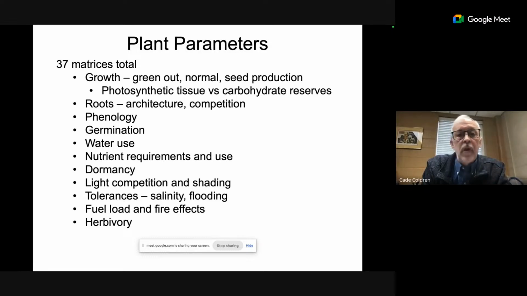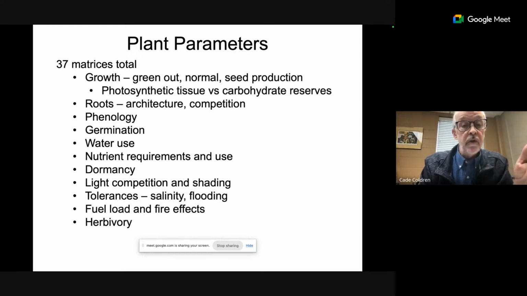Okay, so where I was going to go down briefly a list of the types of plant parameters that we look at. We have 37 different matrices that cover growth through different times of the year. Green out, regular season growth, and seed production are all different. There's different levels of photosynthetic tissue versus carbohydrate reserves. Roots have different architectures, and there's competition below ground between species. Phenology: when does a species break dormancy? When does it set seed? When does it go dormant again or die back?